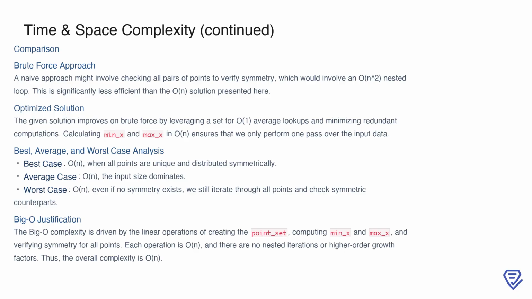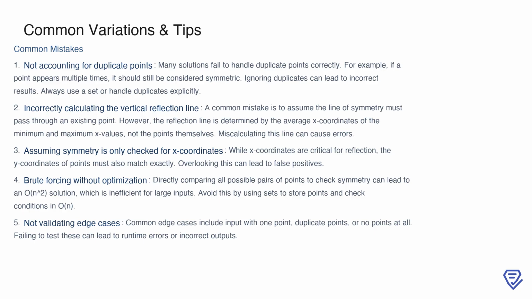When we analyze the best, average, and worst cases of the optimized solution, we see that the time complexity remains O(n) in all scenarios. In the best case, the points are perfectly symmetric, while in the worst case, no symmetry exists, but the algorithm still processes the points in linear time. This consistency is due to the absence of nested iterations or any higher-order growth factors. Ultimately, the big O complexity is justified by the linear nature of all the operations, confirming that the solution is O(n).